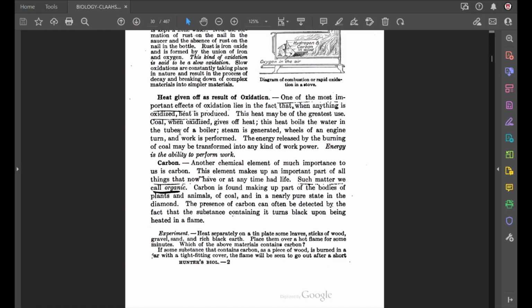Okay? The second chemical element we're going to look at is carbon. So in this lesson we're going to focus on carbon. Where have you ever heard the word carbon before? Car's exhaust. Carbon, yeah, carbon monoxide, that's called. The exhaust of a car, the gas that comes from the car's exhaust pipe, is called carbon monoxide.